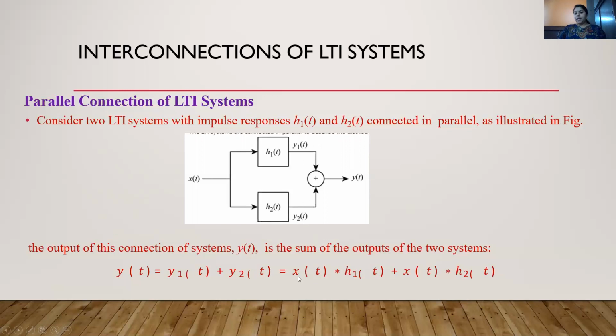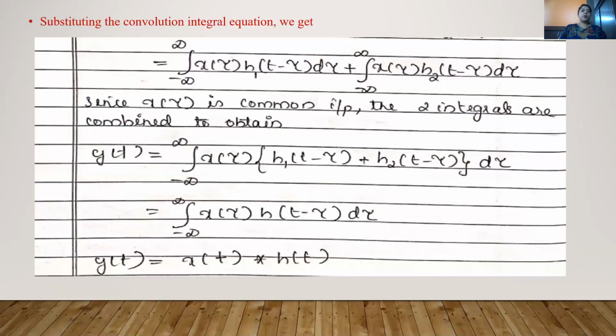Now, what is x of t convolution h1 of t? We know this equation. This is our convolution integral equation. That is, integration from minus infinity to plus infinity of x of tau h1 of t minus tau d tau. Similarly, I can expand y2 also. Next I expanded both the equations. I substituted the convolution integral and expanded, so the equations become like this.